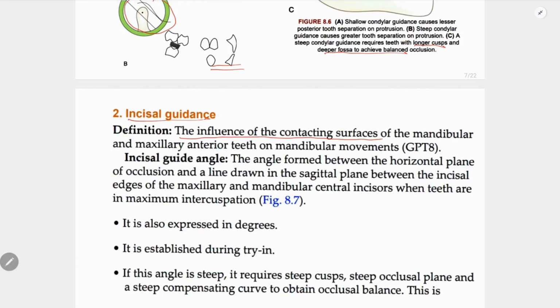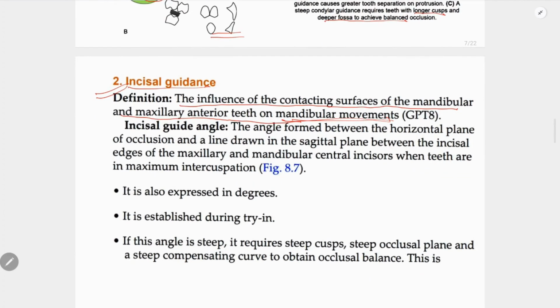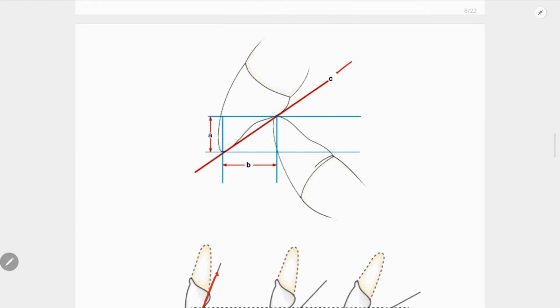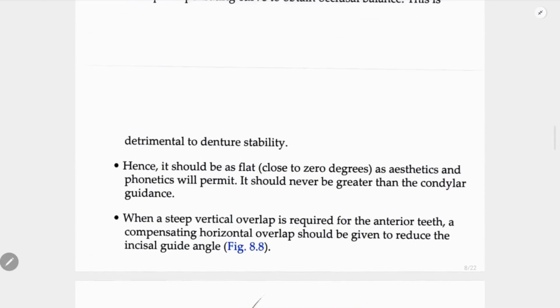Next is your incisal guidance. It is the influence of the contacting surfaces of the mandibular and the maxillary anterior teeth on mandibular movements. Definition, very important. Just as we had the condylar guidance angle, here we have the incisal guide angle. It is the angle formed between the horizontal plane of occlusion and a line drawn in the sagittal plane between the incisal edges of the maxillary and mandibular central incisors when the teeth are in maximum intercuspation. Can you see this? This C is your incisal guide angle when the maxillary and mandibular teeth are in maximum intercuspation.